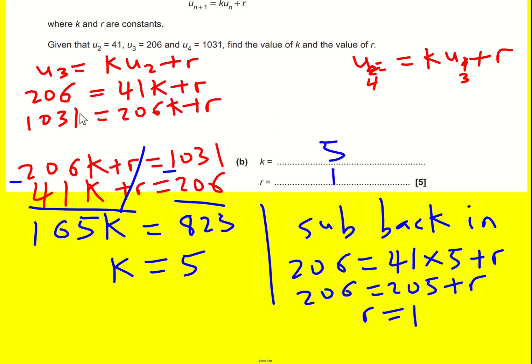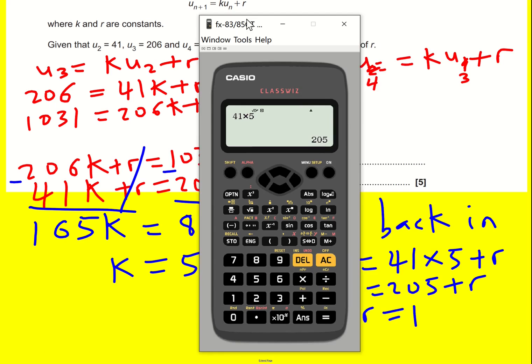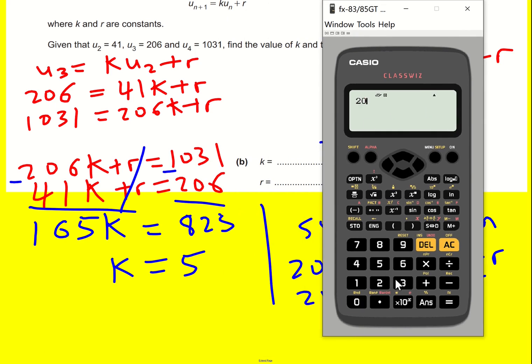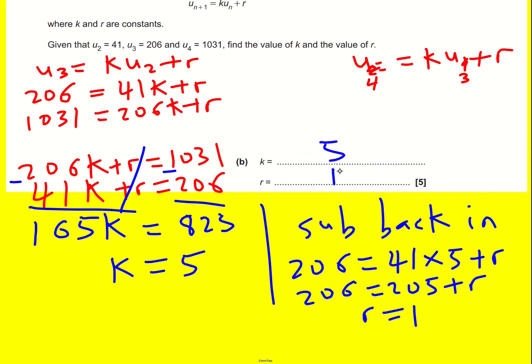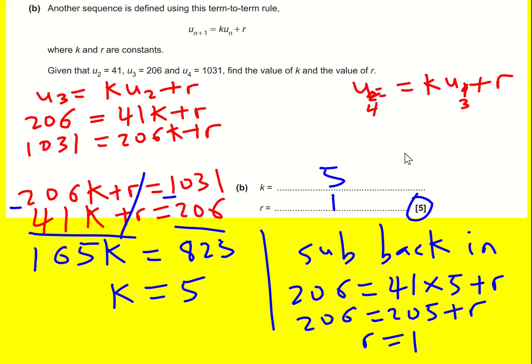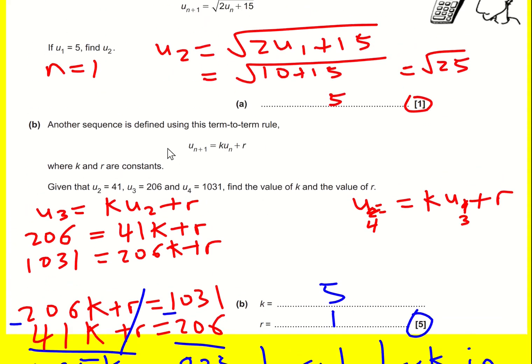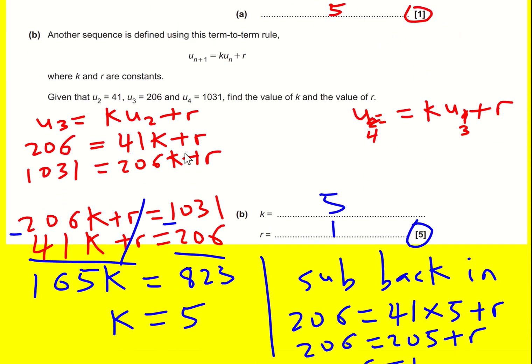If we just check that with the other one, then 206 times 5 equals 1030, and if I add on 1, I get my 1031. So I can see that these numbers work for both equations. I must be correct. It's a simultaneous equations question linked into this iteration question, and we've done it.